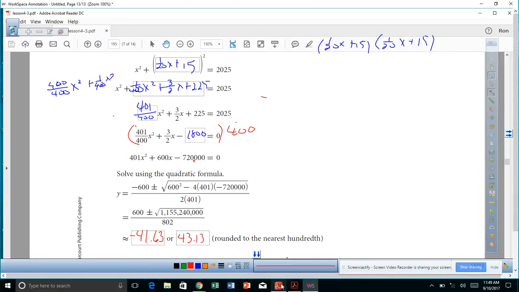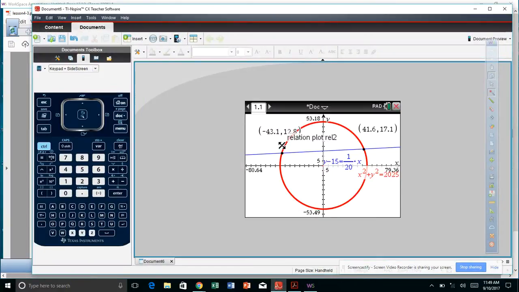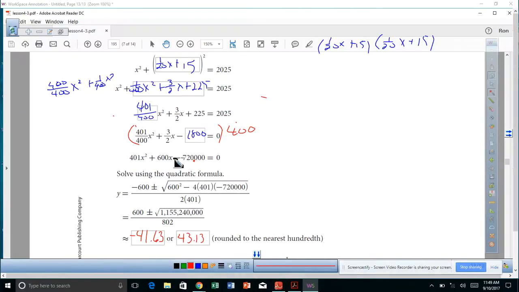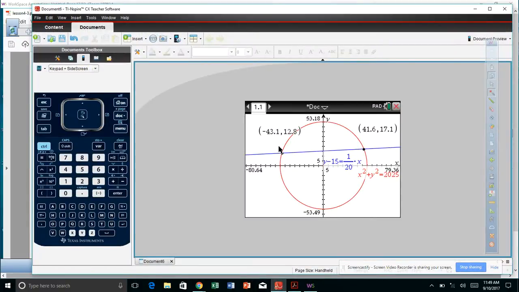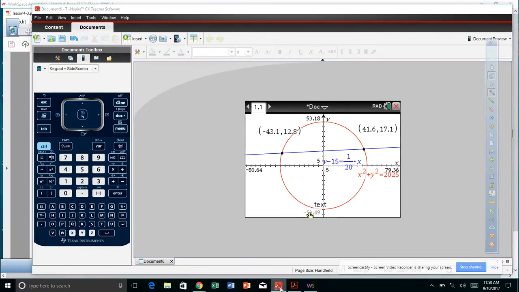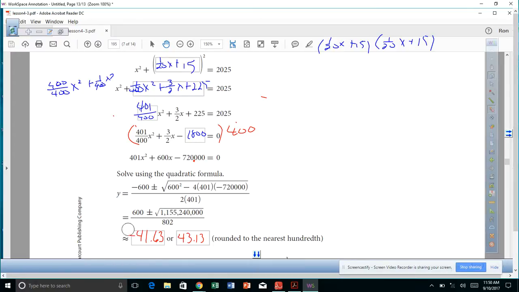Now, that sounds familiar. That's 41.6 and, huh. Isn't that what we got right here? Well, we got it backwards. We got negative 43.1 and 41.6. So maybe I got my signs backwards here. 41.63 and negative 43.13.